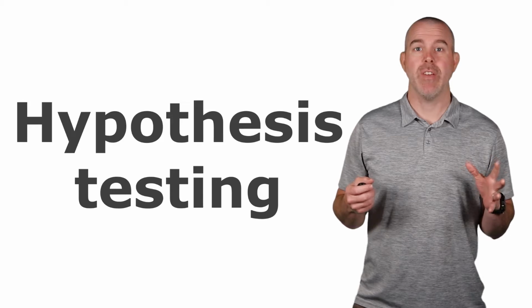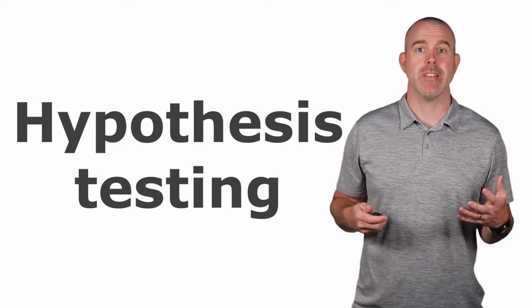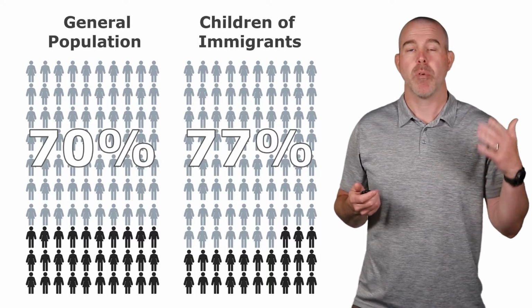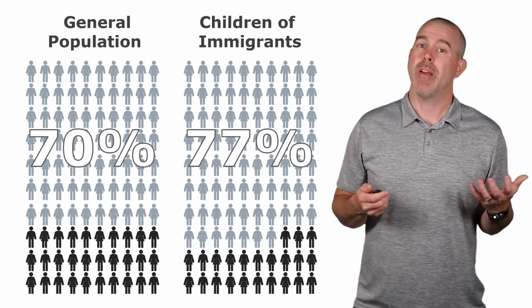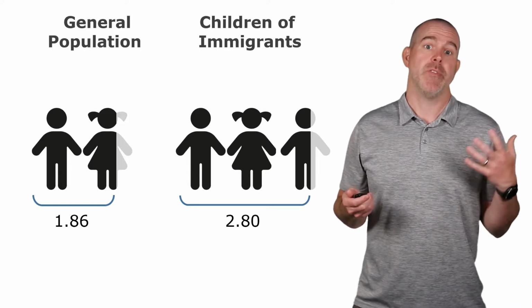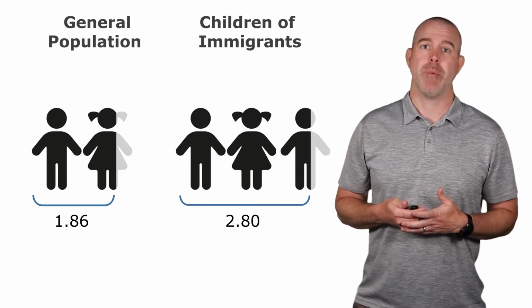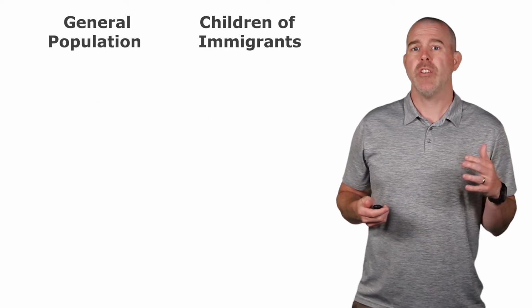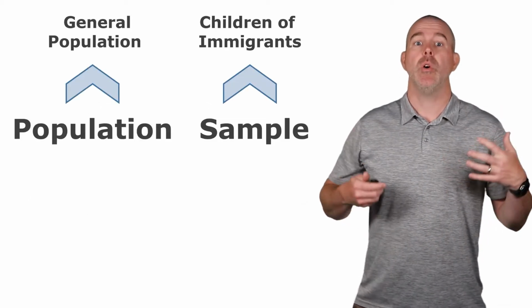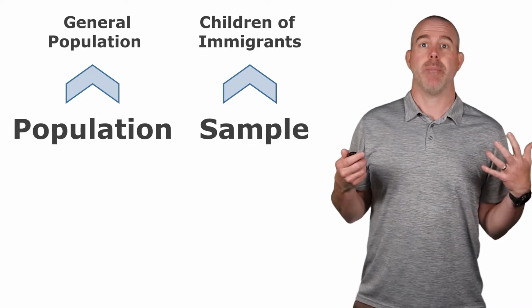We've had a variety of videos already about hypothesis testing, where we did one where we compared the children of immigrants and the proportion that were registered to vote compared to the general population. We compared family size in the children of immigrants database to the general population. But all of these were treating the children of immigrants as a sample and the general population as a population.